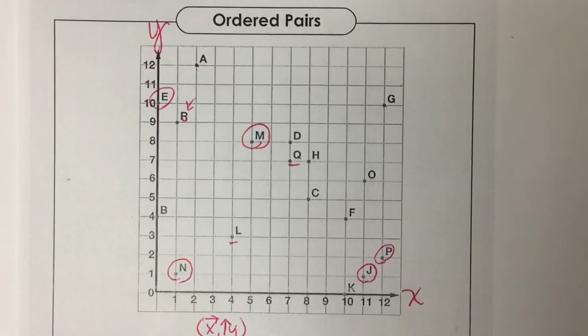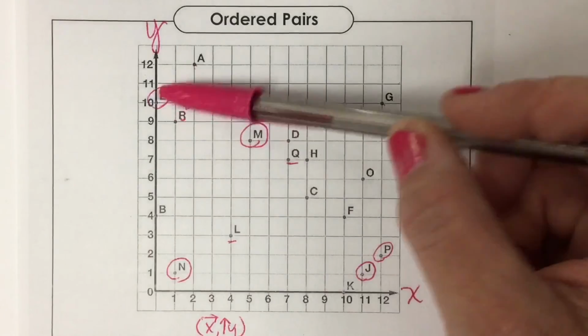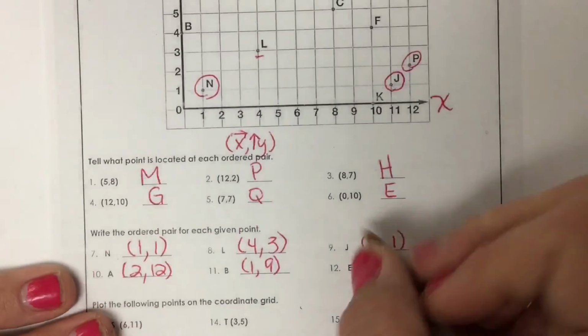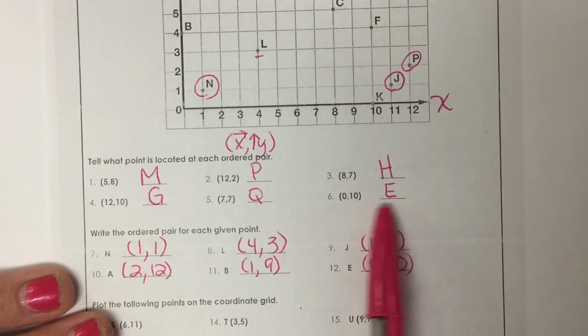Okay, the last one, E. What's the ordered pair for E? So find E on the chart. And you should already know it because we've already done it. There's E. You start at 0 and you go up 10. 0, 10. See, there was E right there.